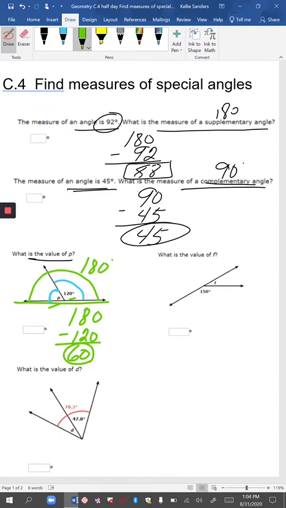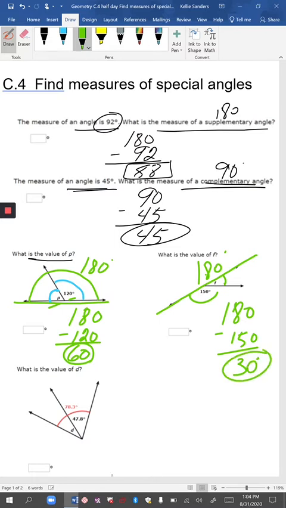Same exact on this one. This angle is 150. This angle we don't know. But we do know it makes a straight line, which is 180 degrees. So 180 minus 150 is 30.